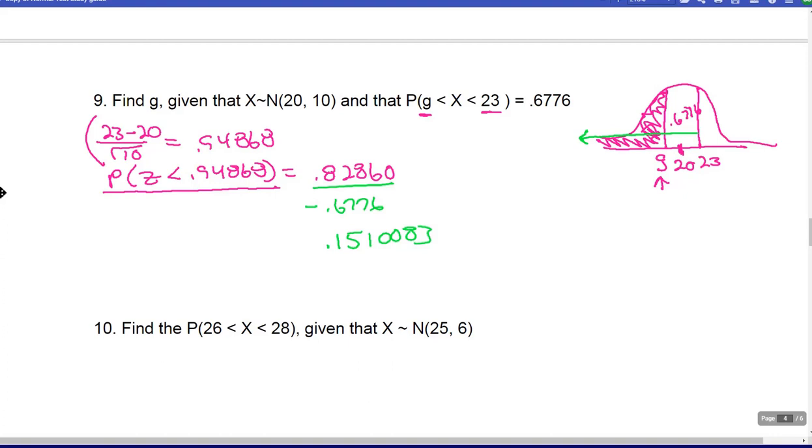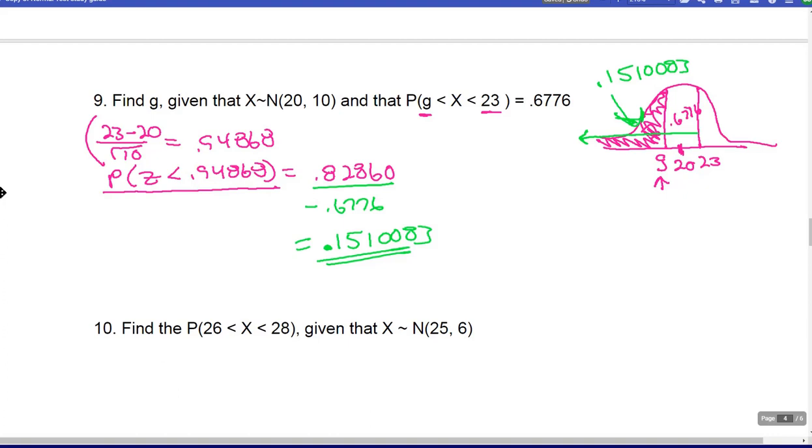All right. You see what's going on here? Now, what are we looking at here? That's the probability, right? It's this area right here, right? We just found the area, or the probability, below my number. Okay? Now, how do I find G?